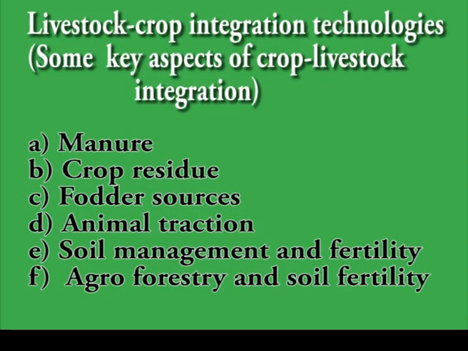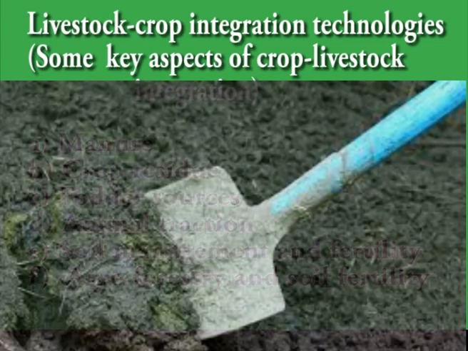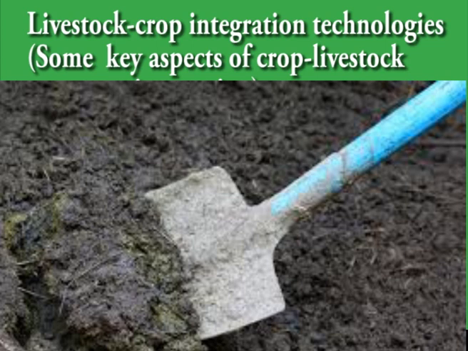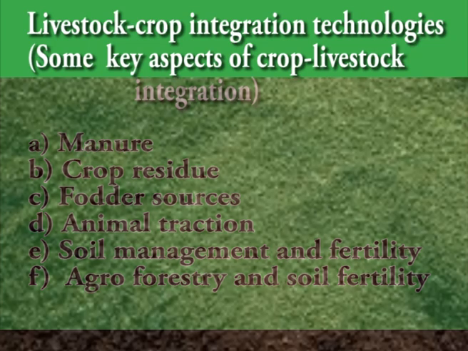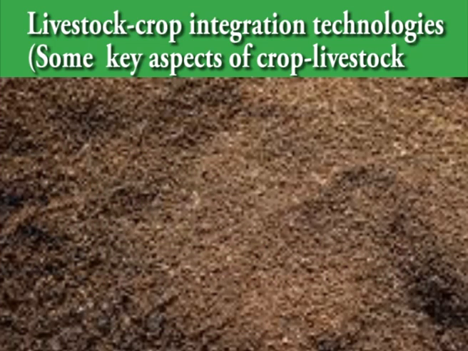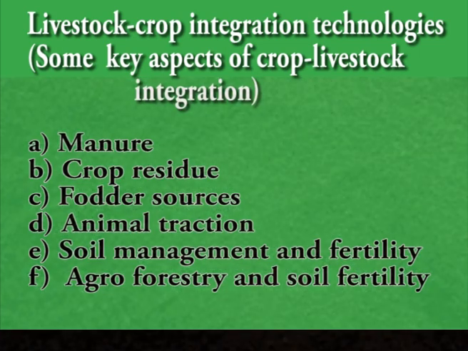Let's come to the next important point, livestock crop integration technologies. What are some key aspects of crop livestock integration? The first key aspect of livestock crop integration is manure. Animal manure makes nutrients more immediately accessible to the crop than green manure and allows the concentration of nutrients from more distant rangeland sources on to on-farm fields.